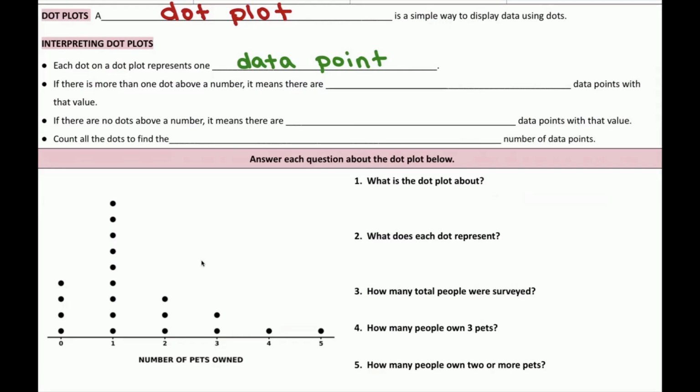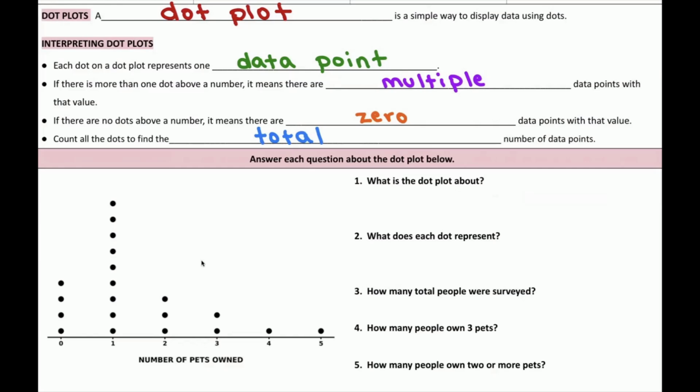If there's more than one dot above a number, it means that there are multiple data points with that value. So if you look at that dot plot at the bottom of the page, it looks like the most people own one pet. Looks like only one person owns 5 pets, because there's only one dot above 5, and then we have a ton of people who own just one pet. So if there are no dots above a number, it means there are 0 data points. So we can count all of the dots to find the total number of people surveyed. We're going to practice this in just a second at the bottom.